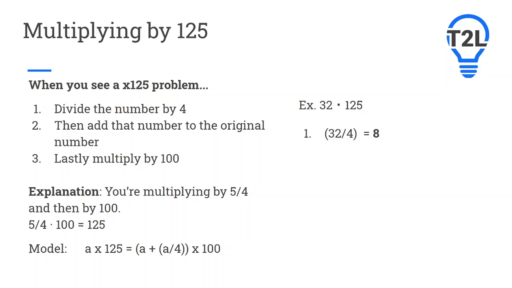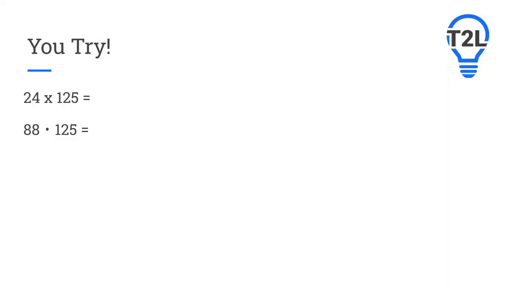So for example, if you have 32 times 125, first just divide by 4, you get 8, and then add that 8 to the original value, 32, you get 40, and then times 100, which is 4,000. So try these questions.